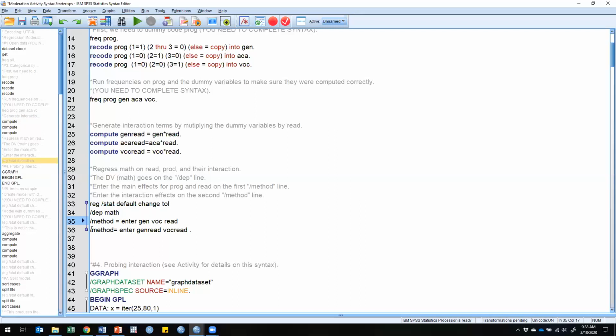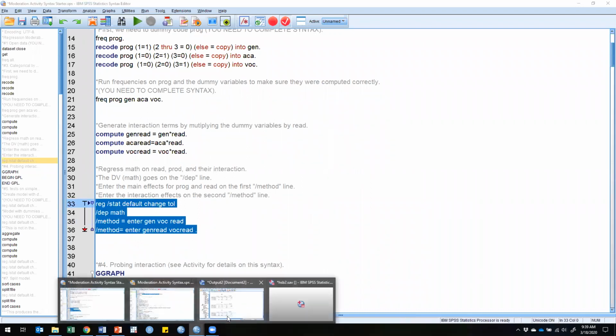And then in our second method line, our second block of variables, we're going to enter our 2 interaction effects. If we were doing a continuous by continuous interaction, we could enter it all in 1 line if there was only 1 interaction effect, because the R square change and the t-test for that 1 effect would be the same thing. Since we have 2, we want to see whether the set of interaction effects is statistically significant. So let's run this model and plot my output here.